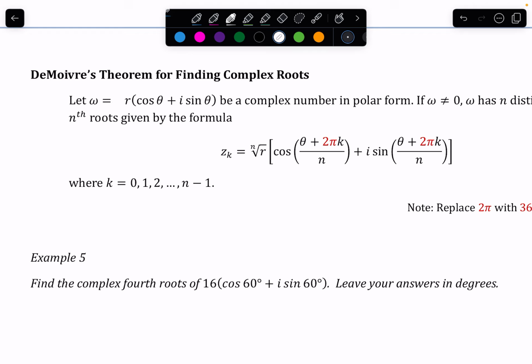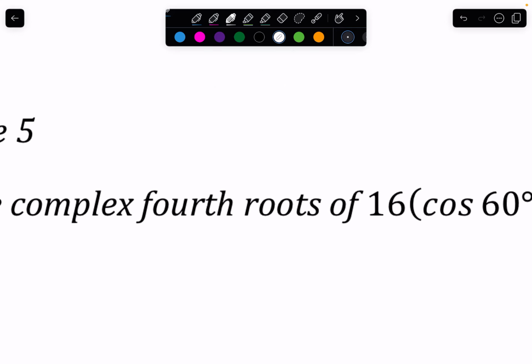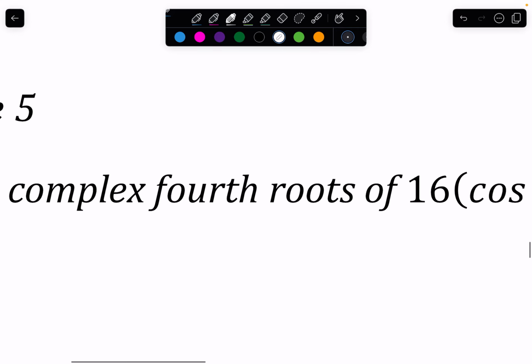We're going to find the complex fourth roots of the complex number 16 times the quantity cosine 60 degrees plus i sine 60 degrees. It says leave the answer in degrees. First we need to know what roots we want. We want fourth roots, so that means n equals 4.